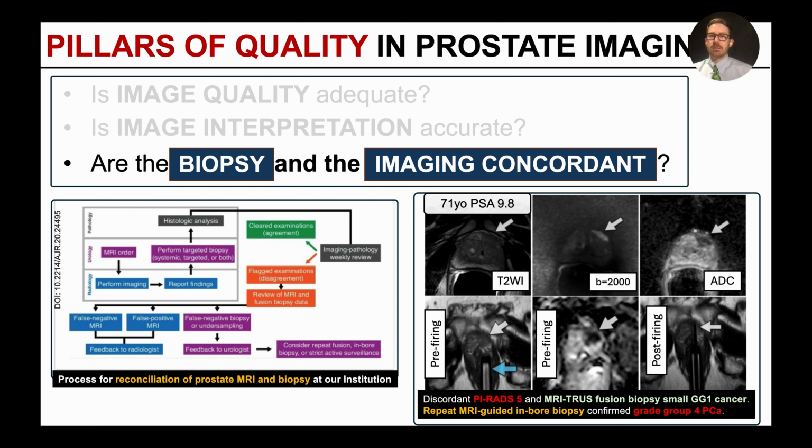The example shown here illustrates a suspicious PI-RADS 5 lesion, which initially had discordant grade group 1 pathology on MRI ultrasound fusion biopsy. However, after further review of the case, it was decided to perform an in-bore MRI guided biopsy, which confirmed grade group 4 disease. This example demonstrates the importance of radiologic pathologic correlation.